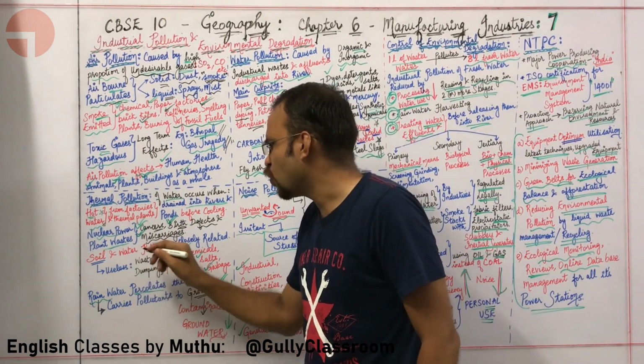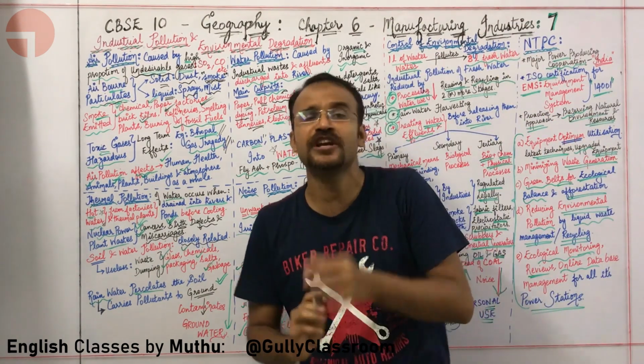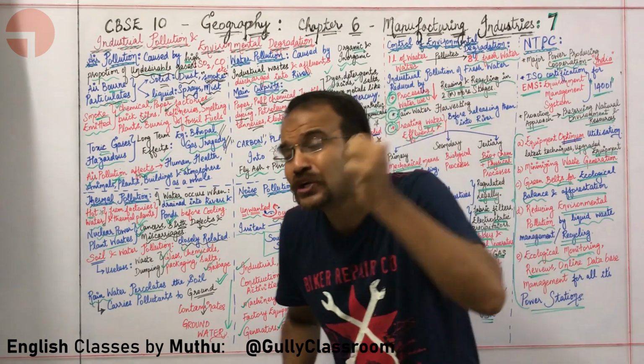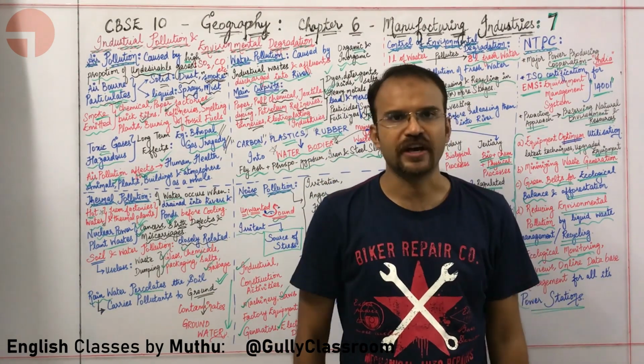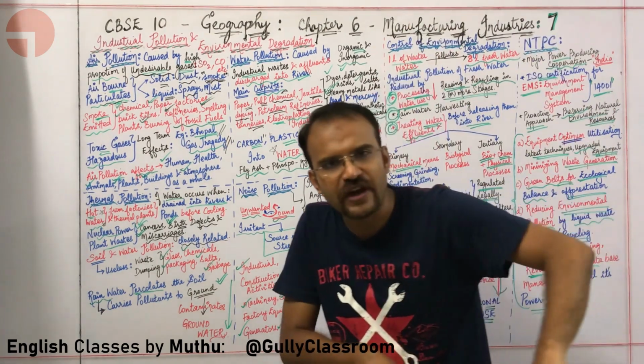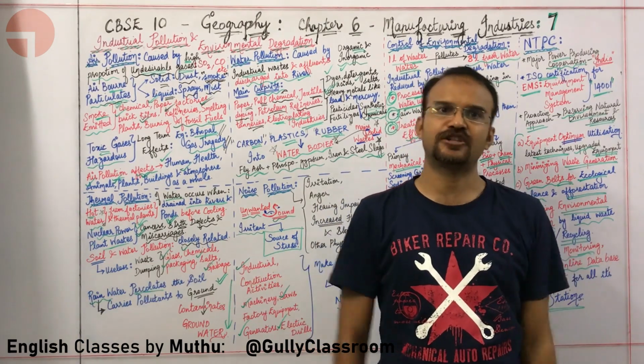Okay, soil and water pollution are extremely closely related to one another. How? Let us say you are polluting the soil. The rain washes away all the pollutants into the river and the water in turn gets polluted.